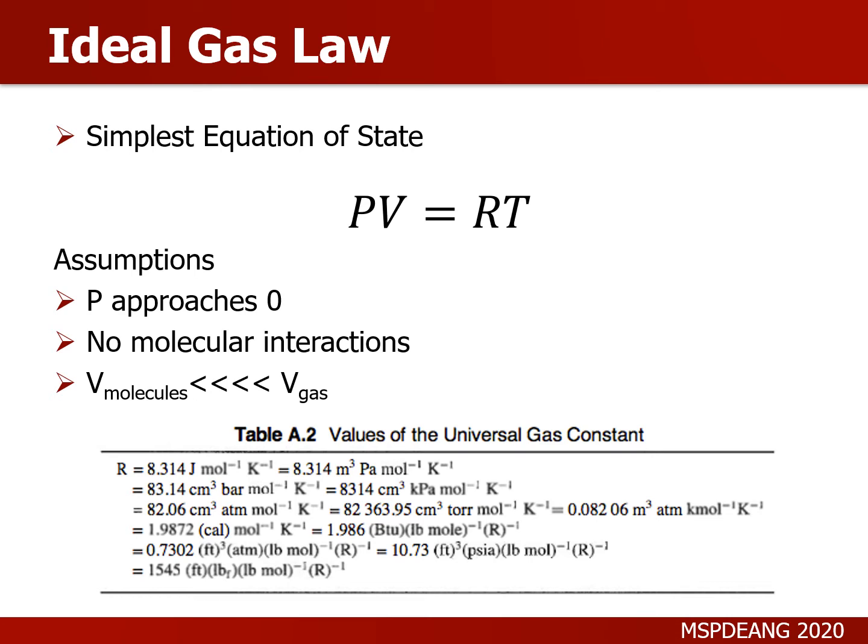Our assumptions for the ideal gas law: this is applicable as the pressure approaches zero or at very low pressures. We also assume that there are no molecular interactions between the molecules of our gas, and the volume of the molecules is negligible compared to the total volume of our gas. And we have the following values of our gas constant, which is tabulated in SVA and other multiple references.